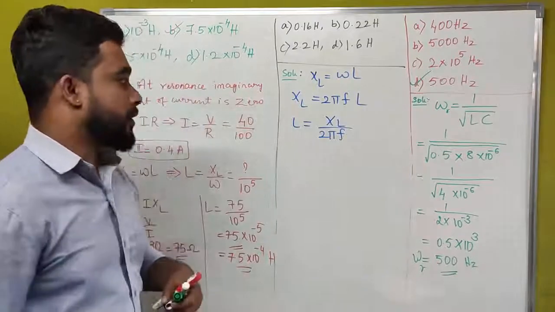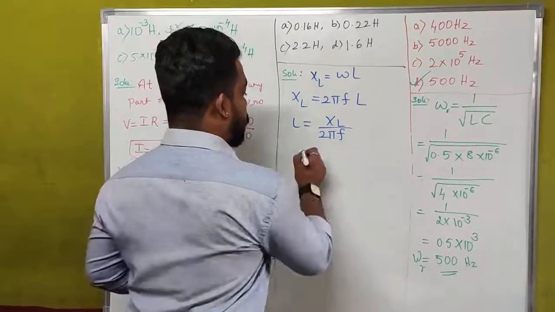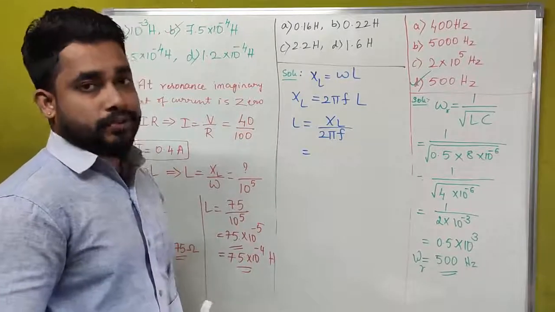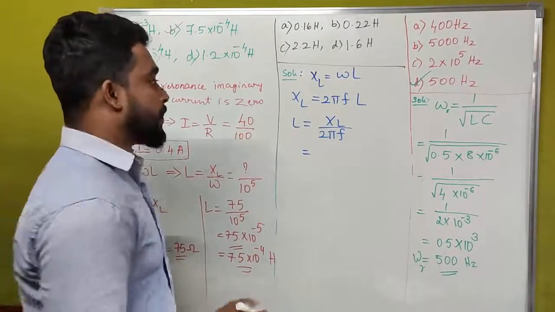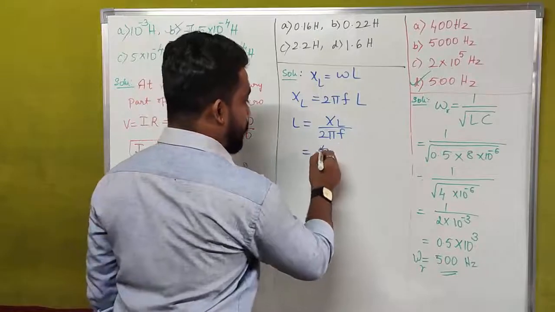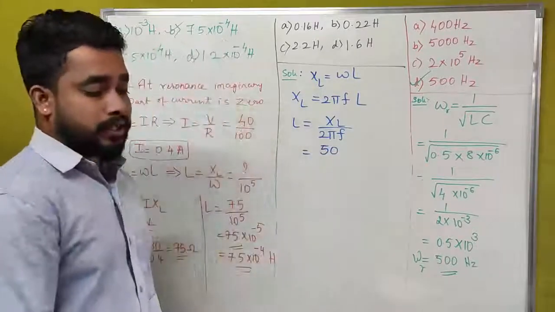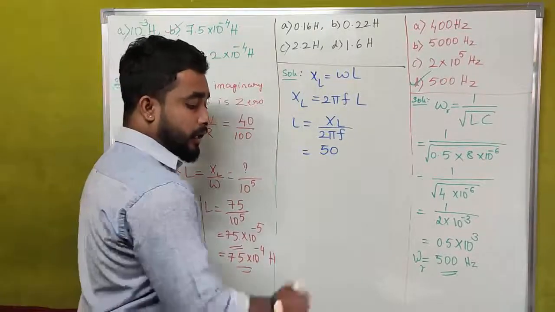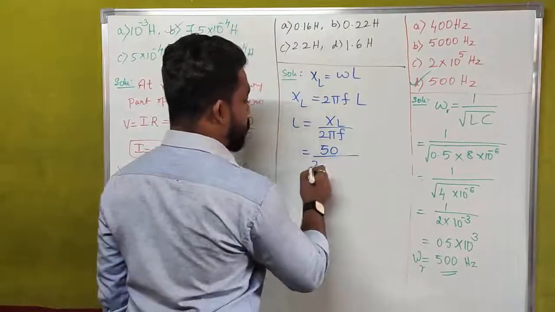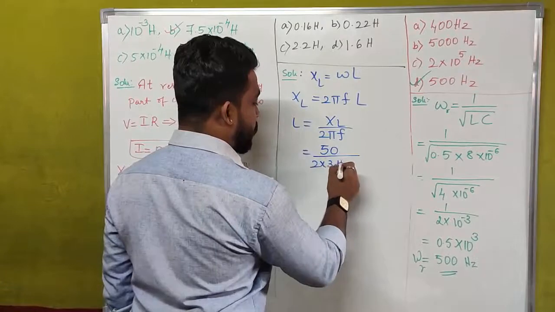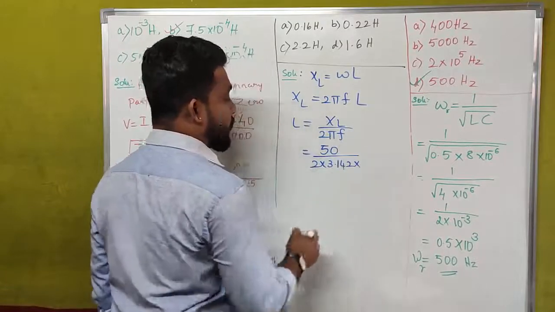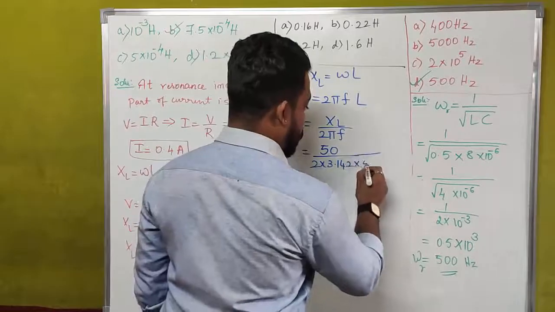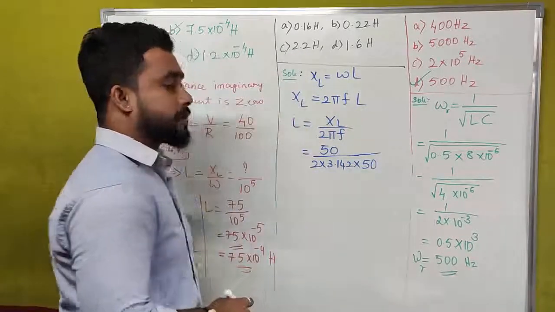We may write it like this. Here, what are the values? We know that the reactance of that particular inductor is equal to 50 ohms. That is given in our question only. And the value of pi is 3.142. And what is the value of frequency? Frequency is equal to 50 hertz, or 50 cycles per second.